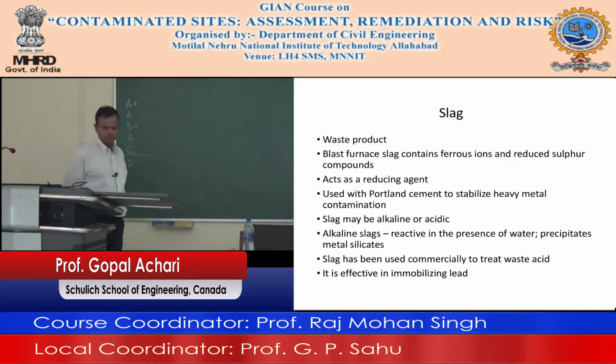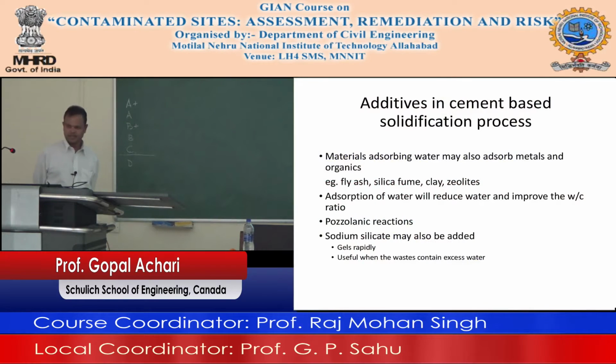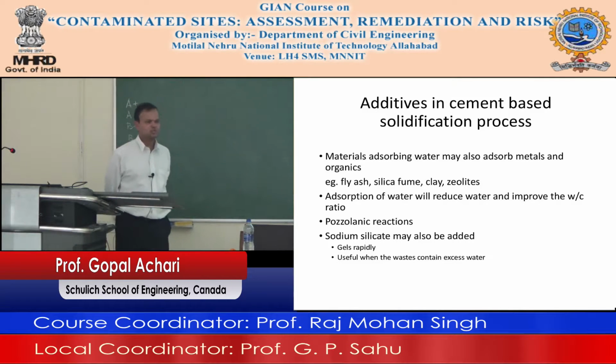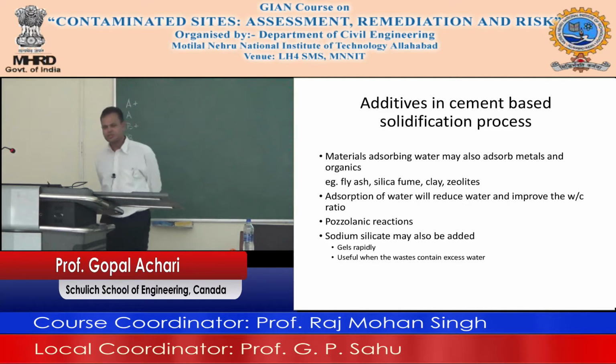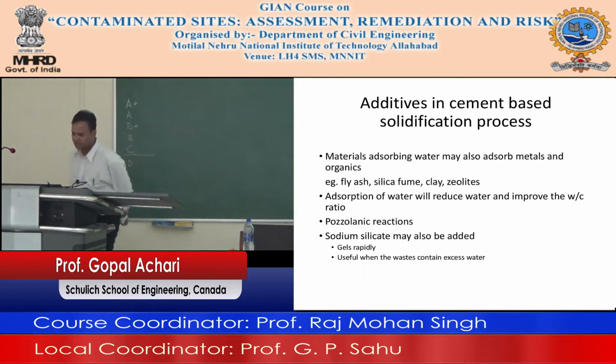We'll come back to the solidification part in a second here. So additives that are used in cement based process, you can use fly ash, you can use silica, you can use clay, you can use zeolites, because if you have a waste that has got soupy kind of material, you want to make sure the water is absorbed and removed, right? So some of these materials absorbing water may also absorb metals and so on. Absorption of water will reduce water and improve water cement ratio, pozzolanic reactions, and so on.